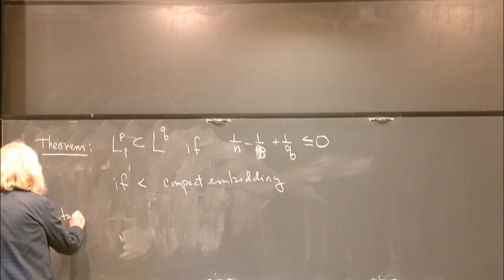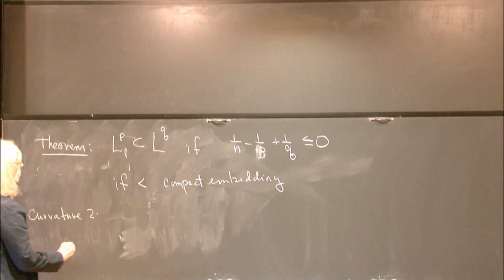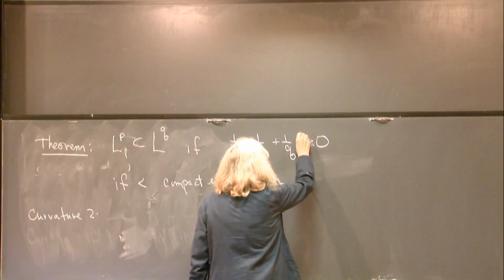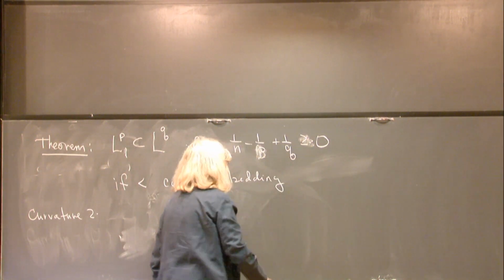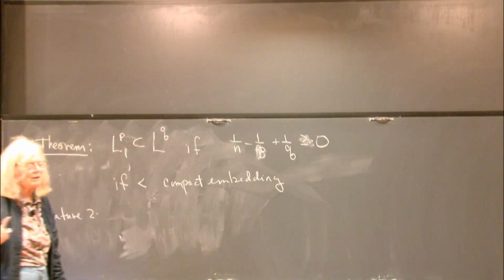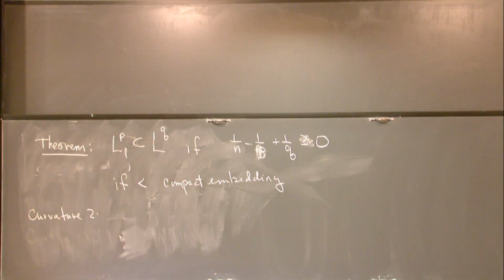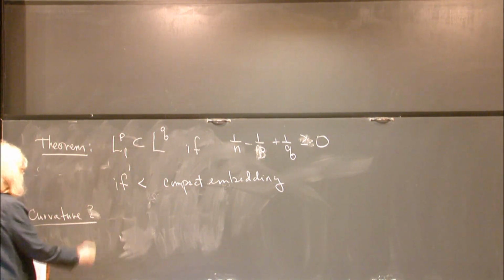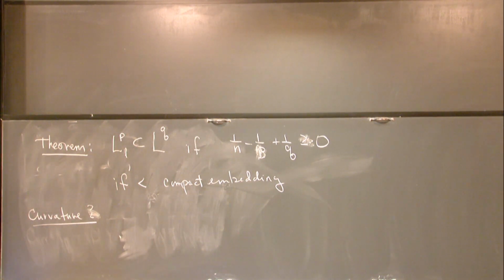I believe you want bigger or equal than 0. It is greater than or equal to 0, because it has to work. Sorry, I know these things so well that I can't keep them straight. So the curvature, the question is, what happens to the curvature under this thing?